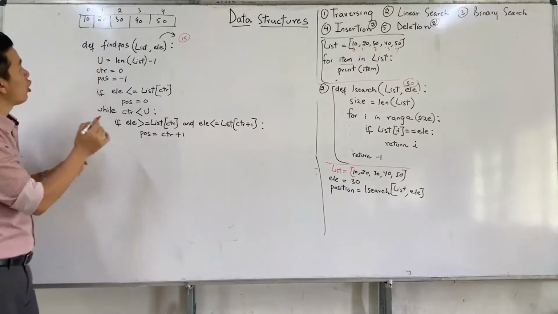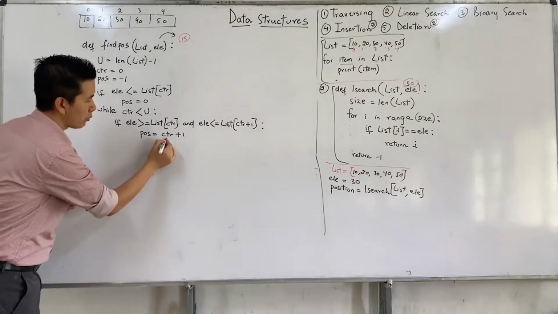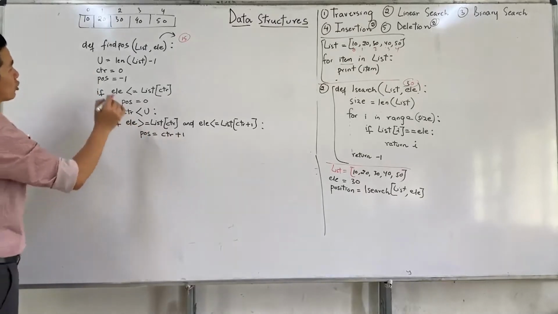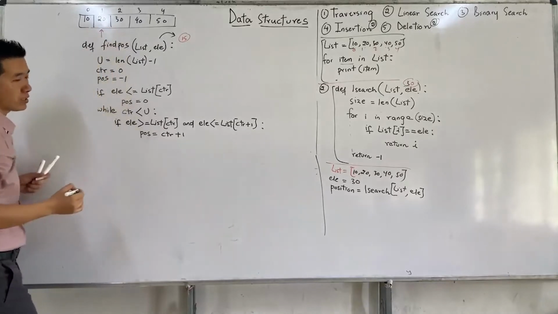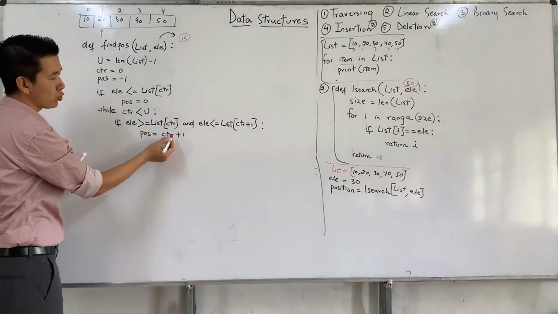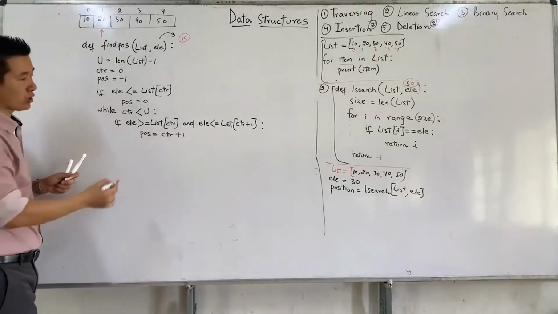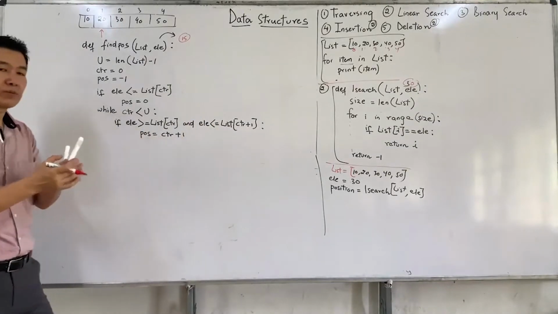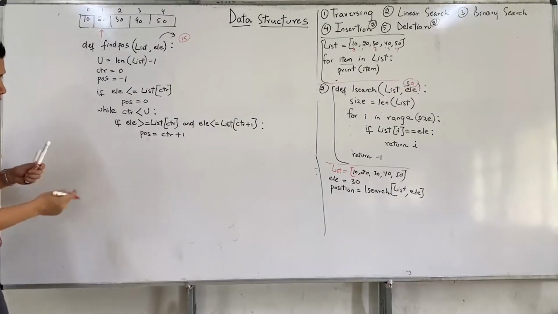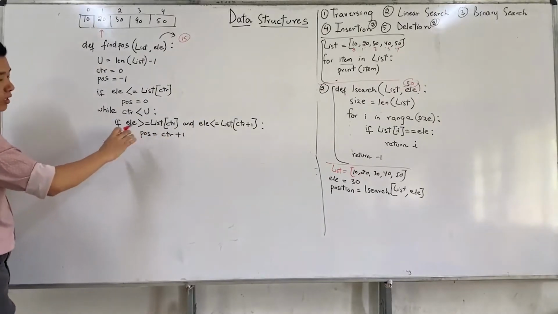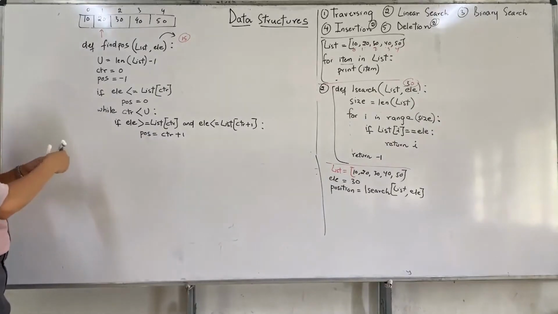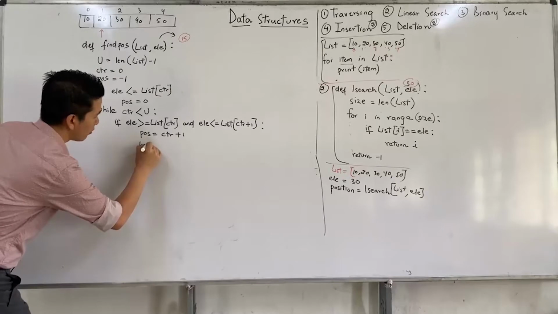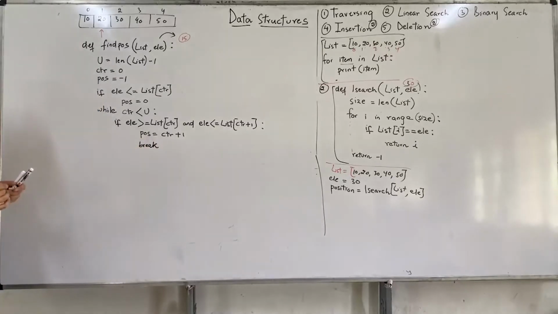The position will not be 0. It has to be 0 plus 1, which is 1, so the 15 should be here. This is the reason why I have to add 1 to CTR. So if the conditions are true, the appropriate position will always be CTR plus 1. Then you just leave the loop, right? I'll just have the break statement. Okay, I'm done with the loop.